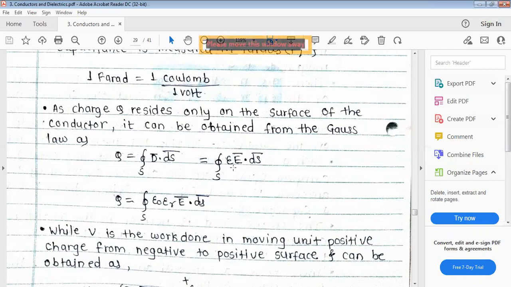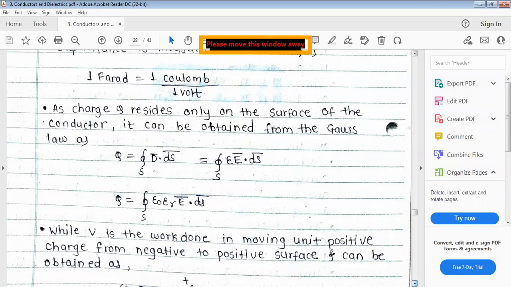Now here again we can write epsilon as epsilon 0 into epsilon r, because this epsilon is the permittivity, which is the permittivity of free space times the relative permittivity, right? So Q is equal to closed surface integral of epsilon 0 epsilon r into E bar dot dS bar. Now this V is the work done in moving a unit positive charge from the negative to the positive surface. So we now have to obtain the equation for the potential.